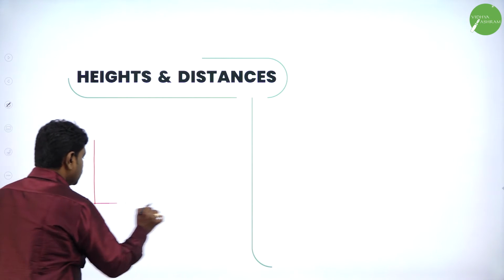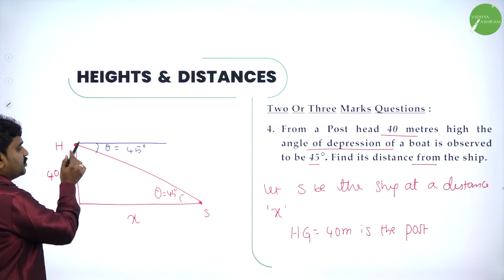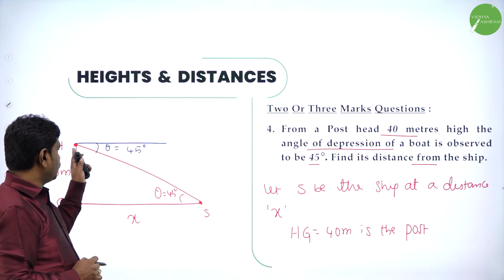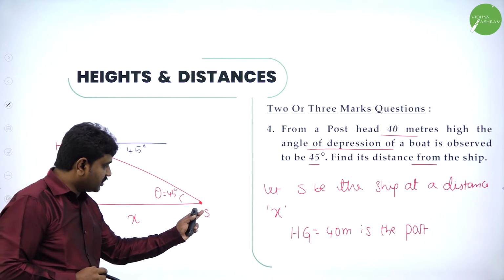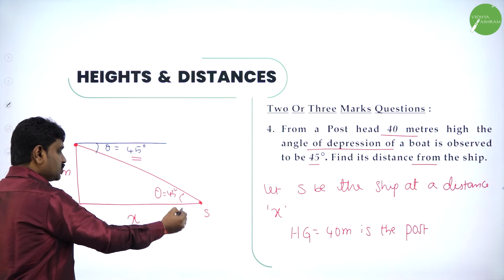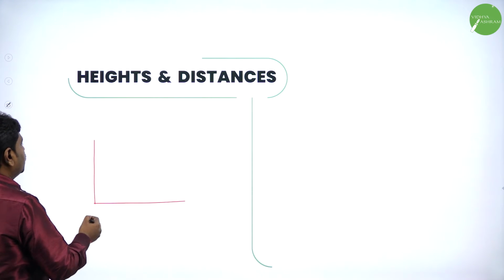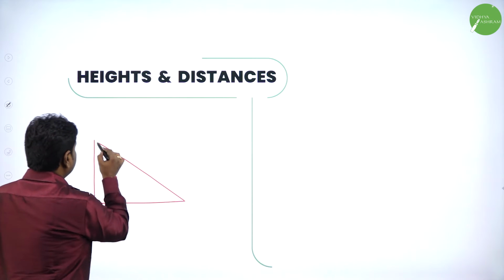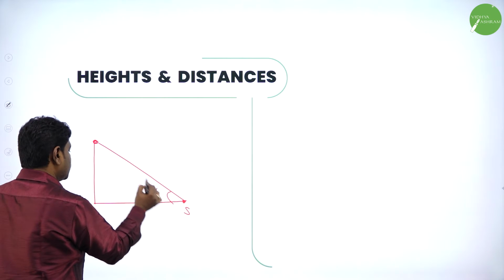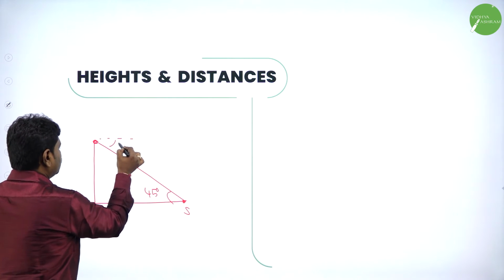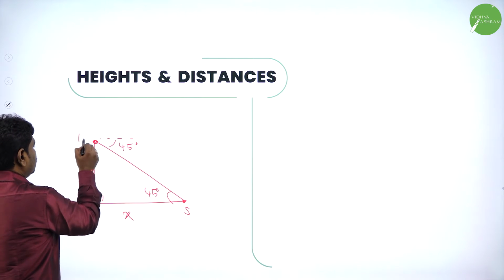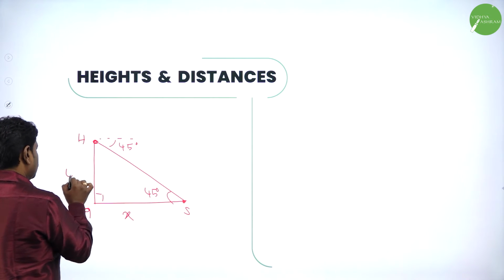First I'll take only the angle of depression, which means when you see any object below the ground level. If you are standing here, and from here you see the ship, this is the angle of depression, and these two are parallel lines, they are alternate. So if this is 45, this is also 45, but just to simplify, the ship is here, and the angle of depression, this is 45 degrees, and here this is x, and we took this as HG, and this we took 40.